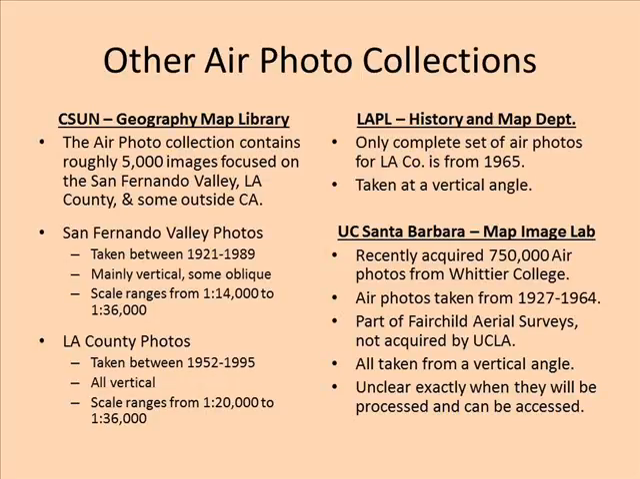Other air photo collections include the Geography Map Library on the CSUN campus. They have an air photo collection of roughly 5,000 images focused on the San Fernando Valley, Los Angeles County, and some neighboring states of California. The San Fernando Valley photos taken between 1921 and 1989 are mainly vertical, with some taken at an oblique angle. The scale ranges from 1 to 14,000 to 1 to 36,000. The LA County photos were taken between 1952 and 1995, all vertical. The scale ranges from 1 to 20,000 to 1 to 36,000.